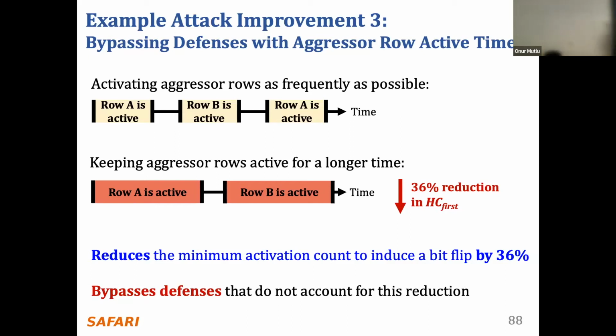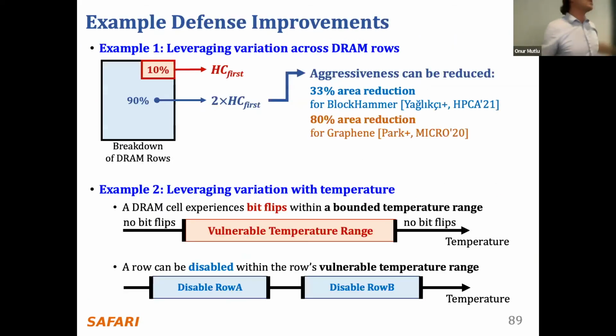Okay, so basically, this is an example. If you actually keep the row active for a longer time, you can reduce the activation count to induce bit flips. And if your RowHammer defense is configured in such a way to not take this into account, you can actually get bit flips in a chip with a defense. Spatial variation is interesting. We have a paper coming up that takes advantage of the spatial variation. You can see that 10% of the DRAM chips are a lot more vulnerable than the rest of the 90% of the DRAM chips in general. It's a ballpark. And you can take advantage of that to build a defense improvement.